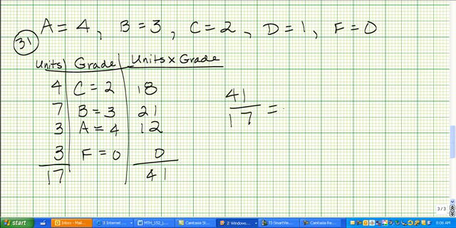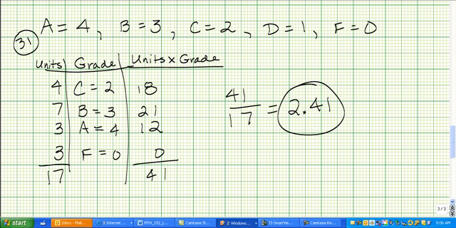So let's see what the GPA, grade point average, is: 2.41. And usually those are stated to the nearest hundredth. And let's see, yeah, round to the nearest hundredth.